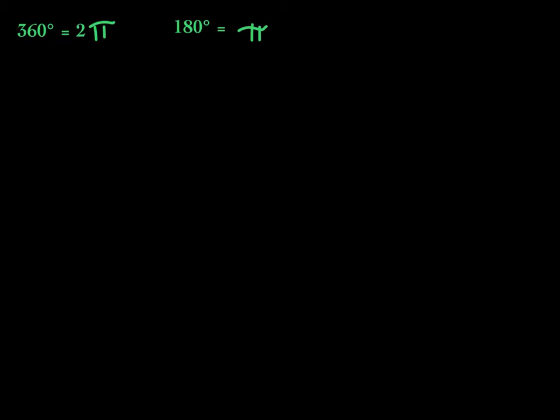Which leads us to 180 degrees is equal to pi radians, right? If 360 degrees is 2 pi radians, then half of 360, which is 180, would be equal to half of 2 pi, which is pi. So 180 degrees, a straight angle, is equivalent to pi radians.